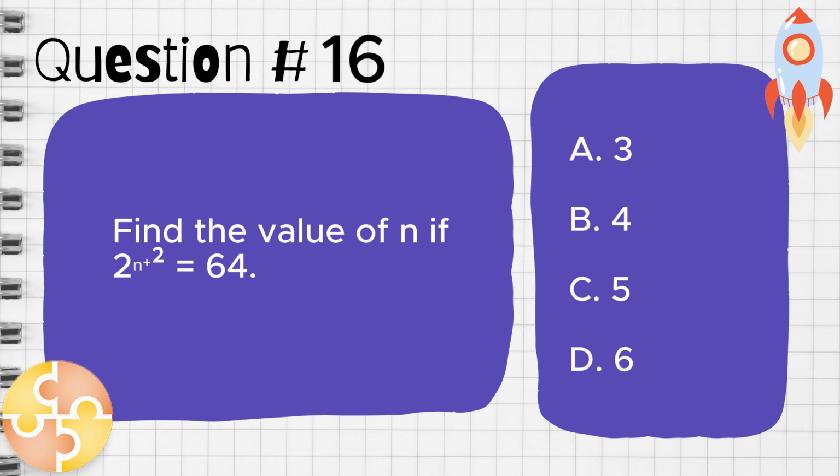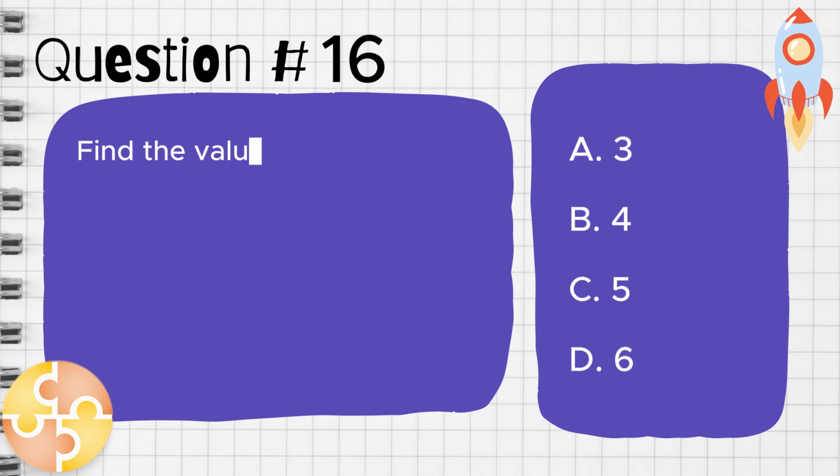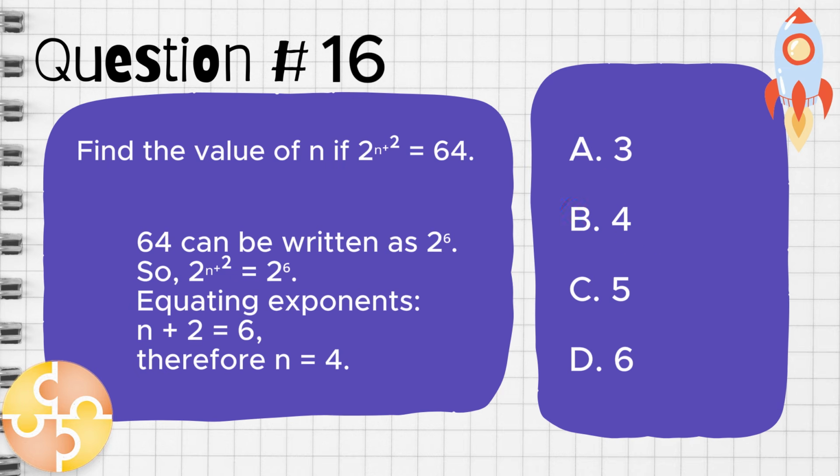Time's up. The correct option is B. 4. Here's why: 64 can be written as 2 to the 6th power. So 2 to the n plus 2 power equals 2 to the 6th power. Equating exponents, n plus 2 equals 6, therefore n equals 4.